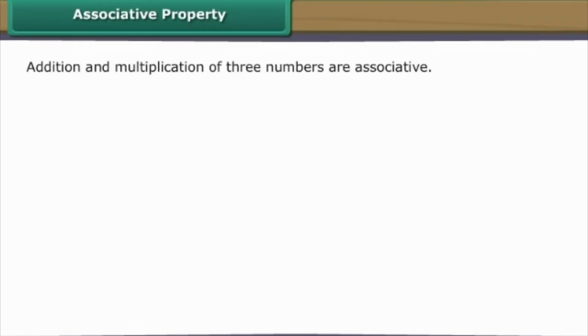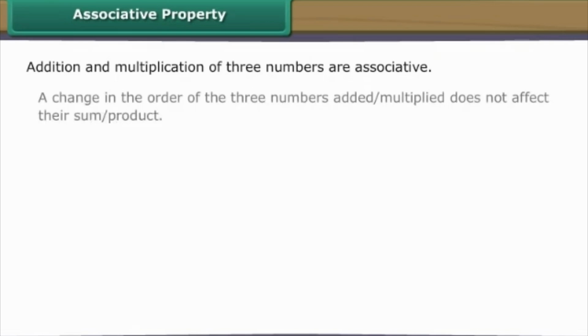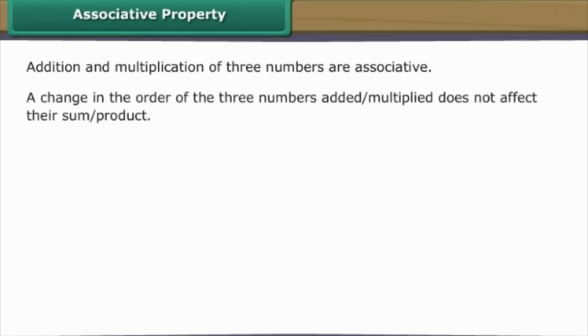Associative property. Addition and multiplication of three numbers are associative. In other words, a change in the grouping of the three numbers added or multiplied does not affect their sum or product. (9 plus 8) plus 7 is the same as 9 plus (8 plus 7). (5 into 6) into 4 is the same as 5 into (6 into 4).